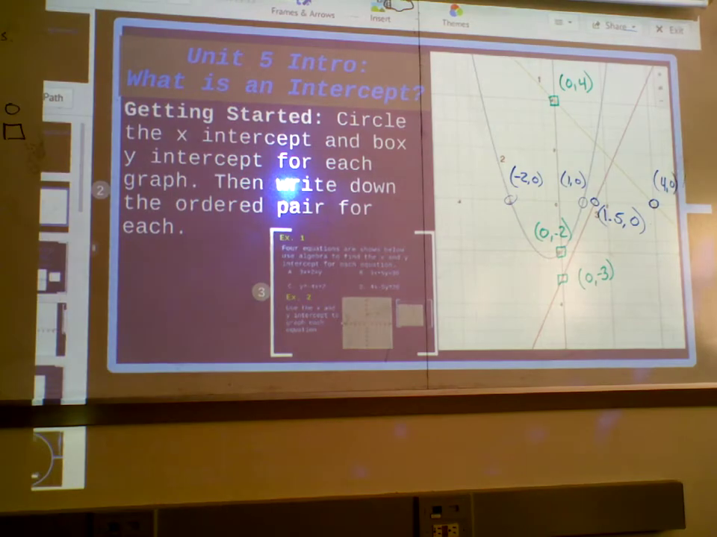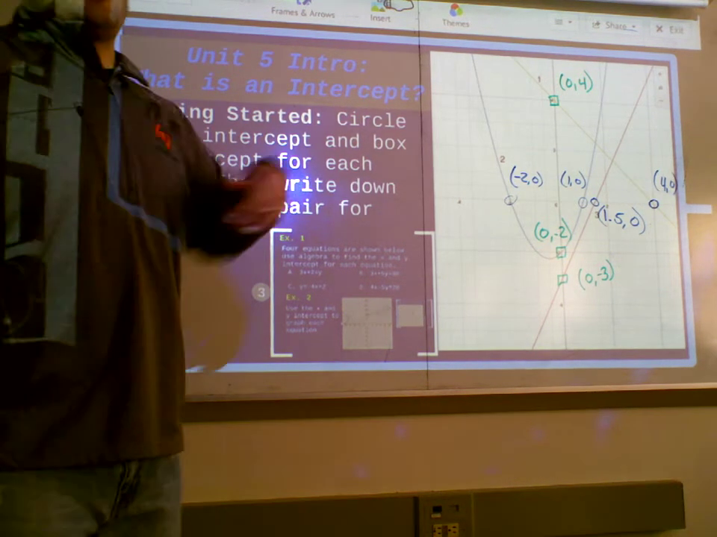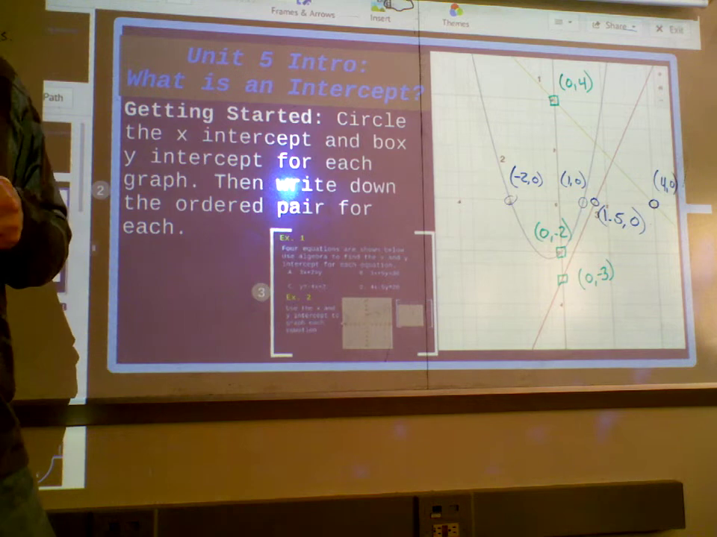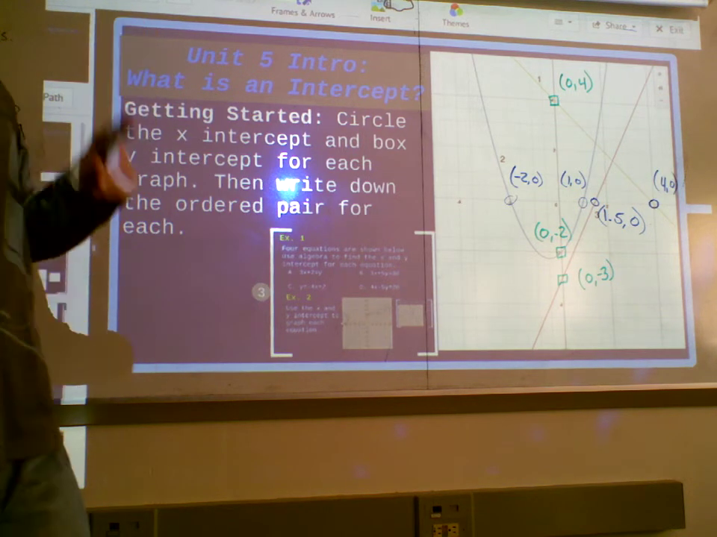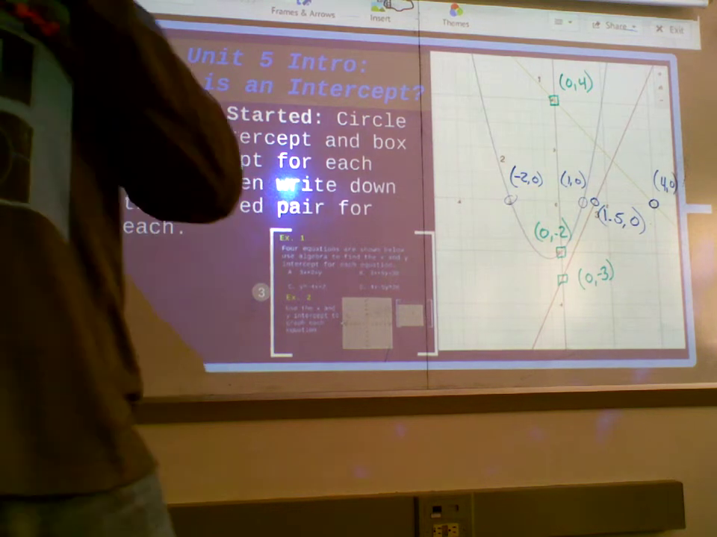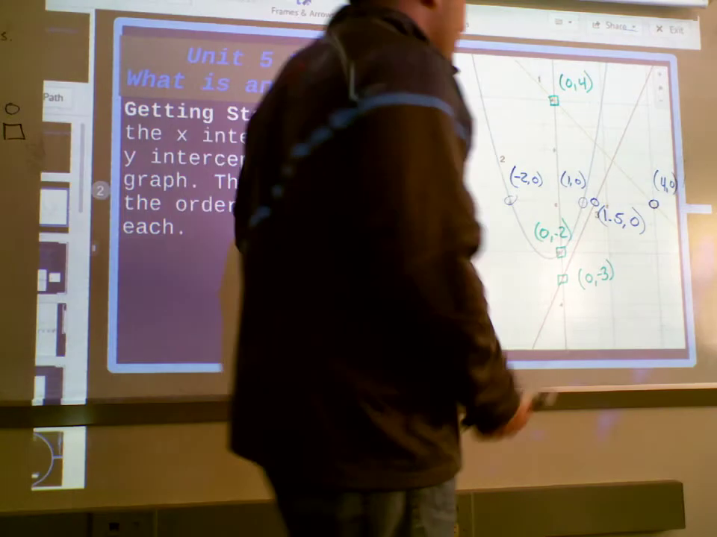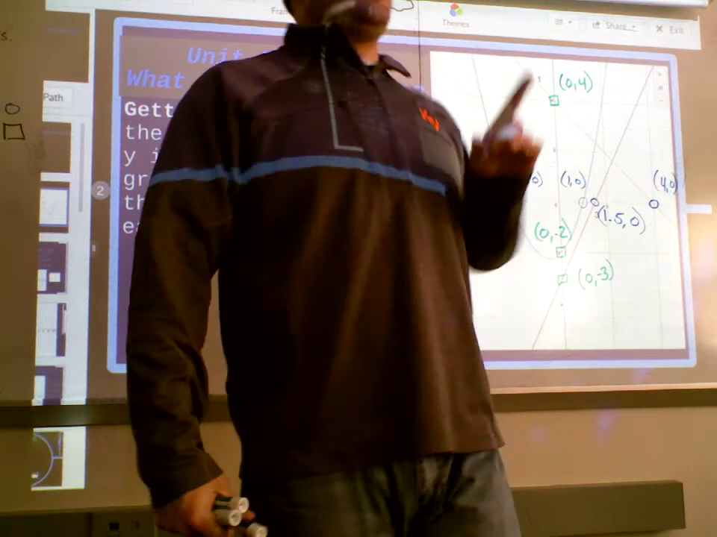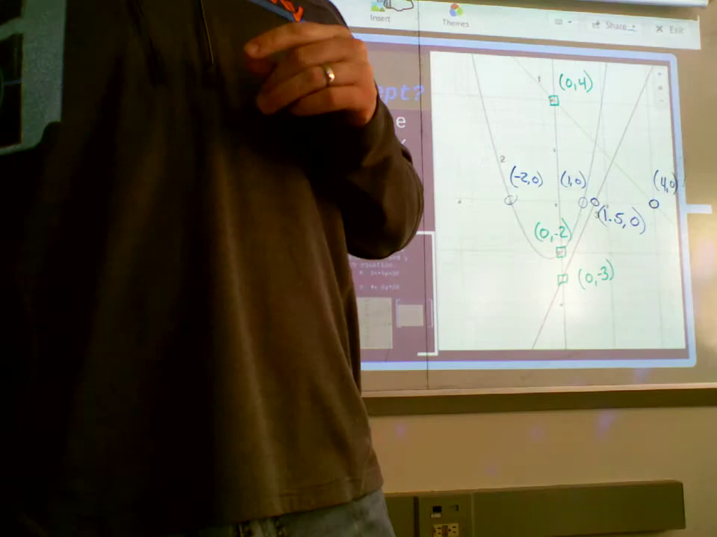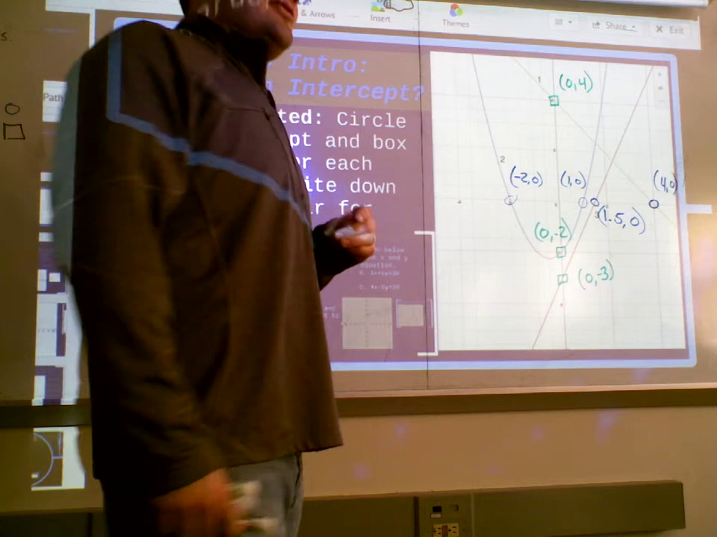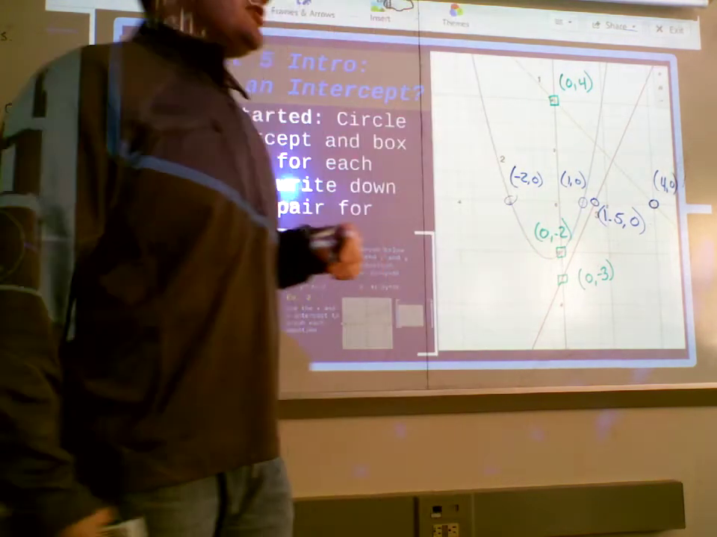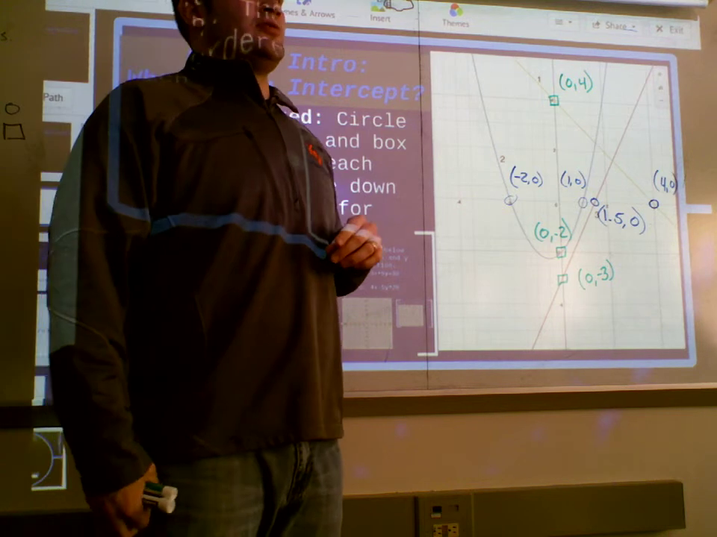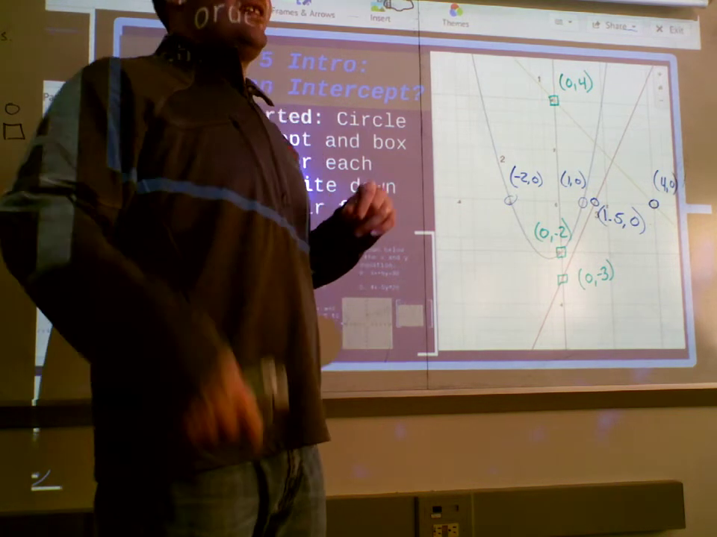Now, real quick, before we go on and write some notes for y-intercepts, every graph up here has how many y-intercepts? 1. Okay? Any graph will only ever have one y-intercept. And we'll learn why later. Every graph only has one y-intercept, because the y-axis is a vertical line, and a graph can only intersect a vertical line once. Okay? We'll get into why later.